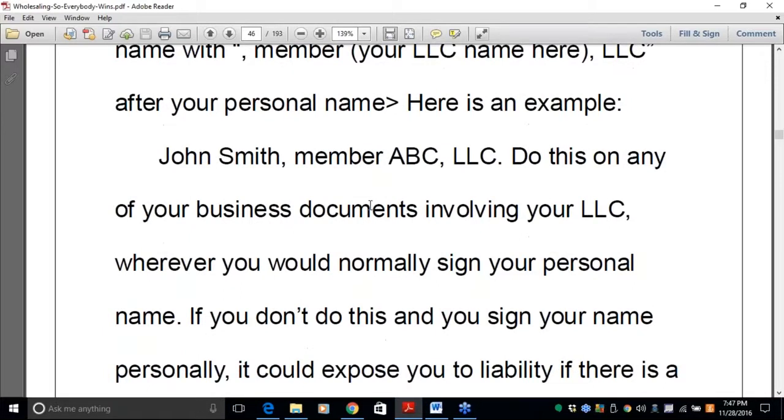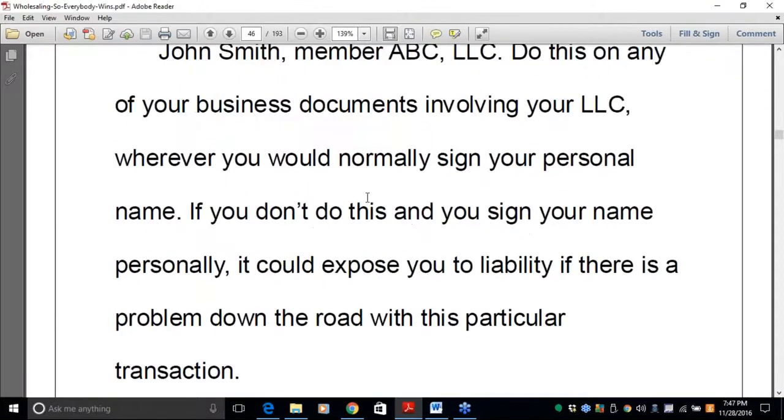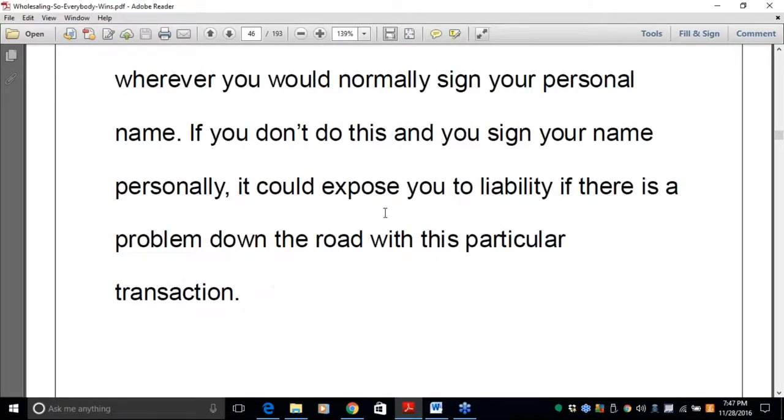Do that on every single thing you sign relative to that LLC. Every check, every contract, every single thing you do. Matter of fact, I would even do it for every piece of correspondence. You don't want to send out communications and sign them in your personal name. Always sign it your name, comma, member, and the name of your LLC, with the word LLC.